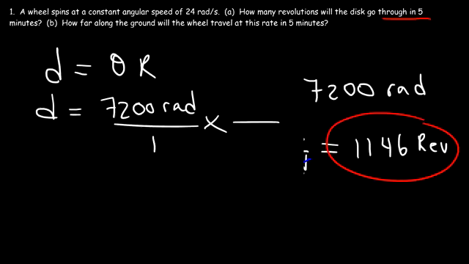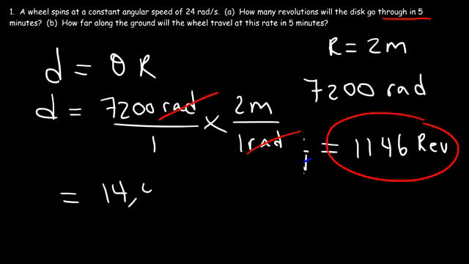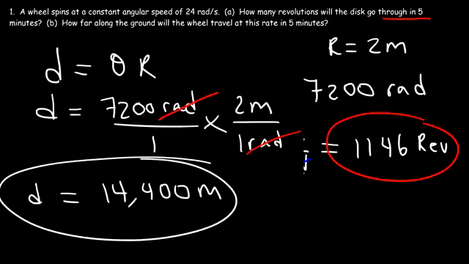I didn't give you the radius of the wheel. So that's the one thing I forgot to do in this problem. So let's say the radius of the wheel is 2 meters. That means that 1 radian will have an arc length of 2 meters. So the distance that the wheel will travel is 7,200 times 2. So that's going to be 14,400 meters. So that's the answer to part B, if the radius of the wheel is 2 meters.